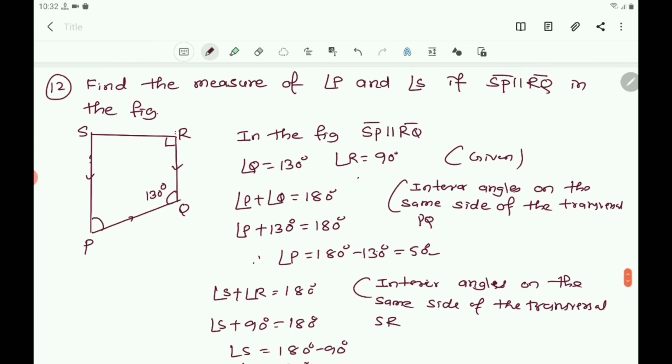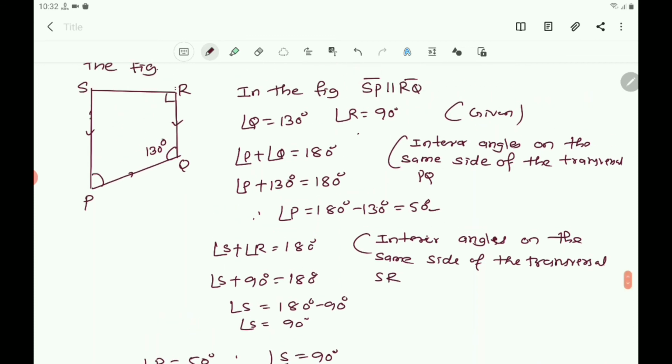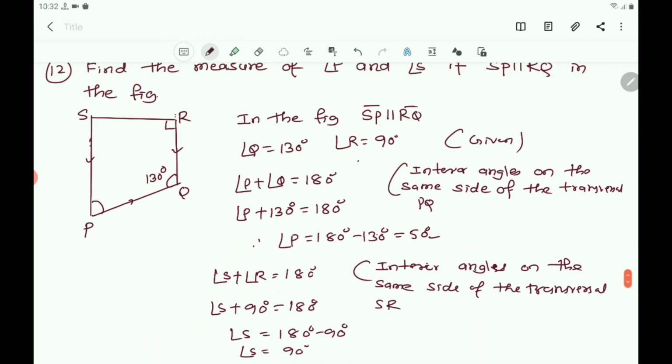So they asked for angle P and angle S. So you got angle P is equal to 50 degrees and angle S is equal to 90 degrees. See here SP is parallel to RQ, and here you got this is 50 degrees. This is given already, 90 degrees. This is also 90 degrees. The sum of the four angles becomes 90 plus 90, which is 180. 50 plus 130 is also 180. 180 plus 180, 360 you got.